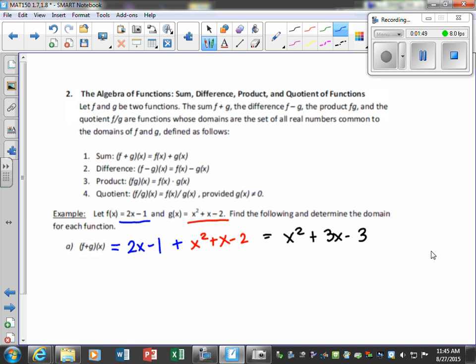So we're looking at this solution, and we want to now know the domain, and we're going to use our previous lesson to help us do that. It's just a polynomial, so our domain is going to be what? All real numbers. Good job. All real numbers. So that's negative infinity to positive infinity.